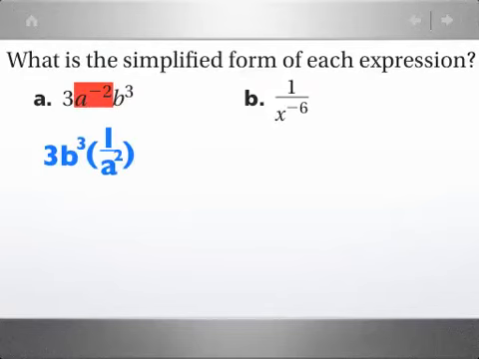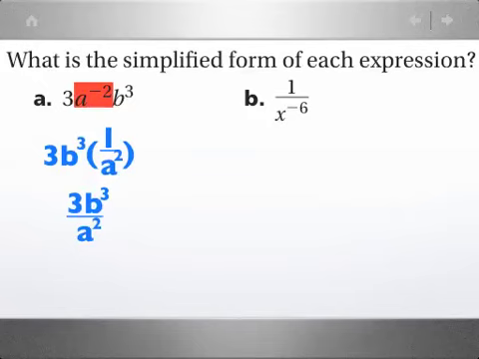Nothing happens to that because they have positive exponents, times 1 over a to the positive second power. I can go ahead and multiply these. You could write 3b cubed over 1 and multiply numerator times numerator, denominator times denominator, and you would get 3b cubed over a squared.